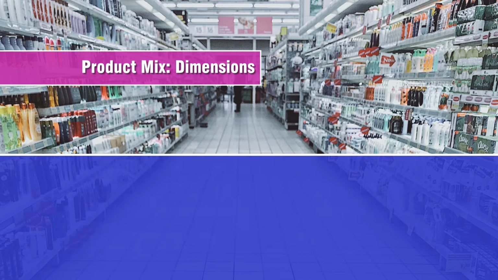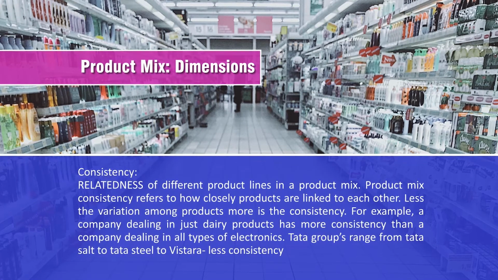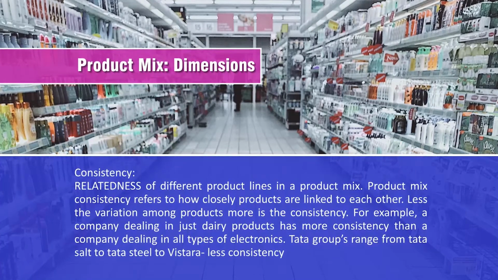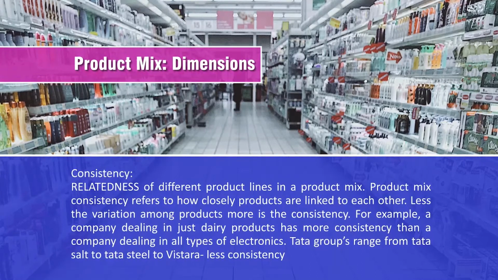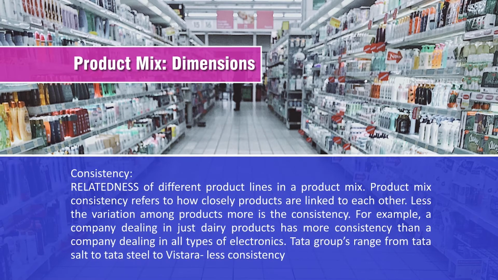And when we talk of consistency of the product mix, it means the relatedness of different product lines in a product mix. The different product lines you are offering as a company, how are they related to each other? If they are related to each other, that means the product mix is consistent. If they are not related, the product mix of that company is not consistent, or maybe less consistent.